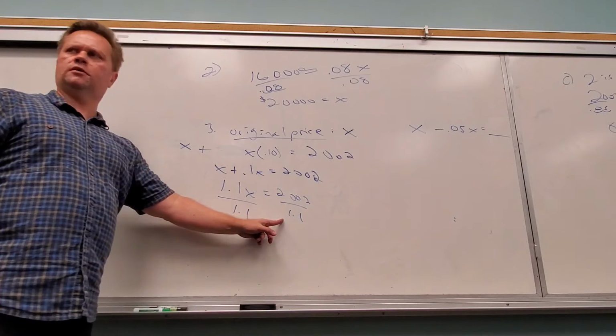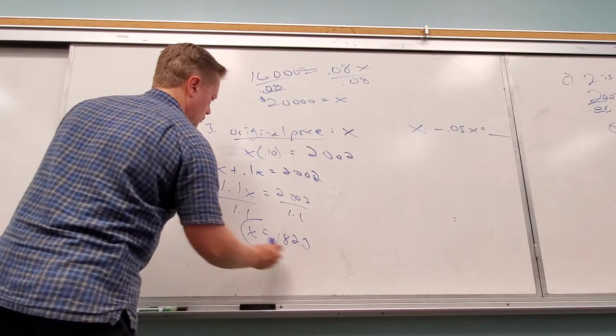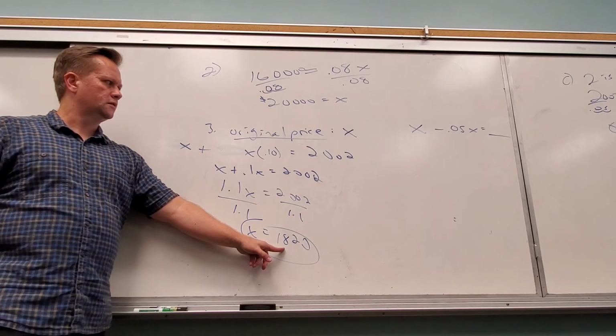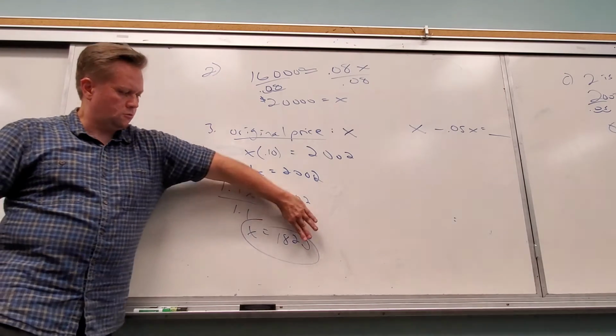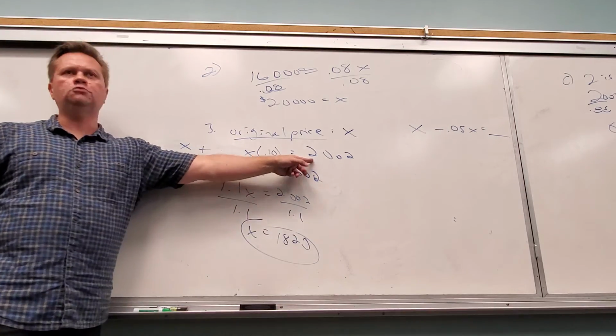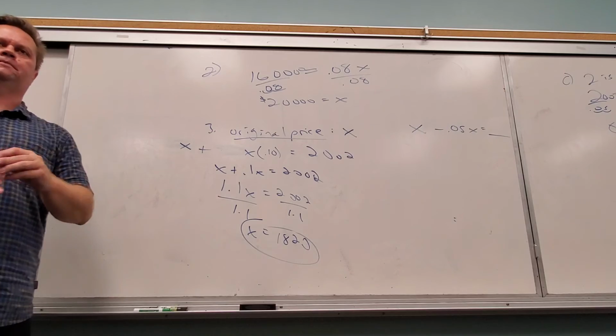So what does this come out to be? 1820. Watch this. What's 10% of 1820? 182. What's 182 plus 1820? 2,002. Exactly.